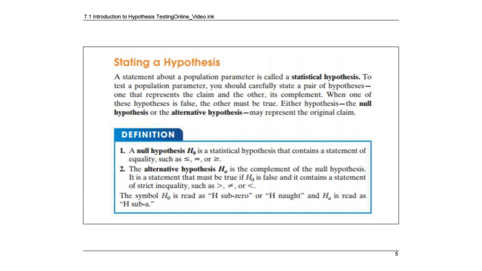So let's take a look at setting up a hypothesis. We are going to look at a population parameter. We're going to call this a statistical hypothesis. And to test this population parameter, whether it's the population mean or the standard deviation or a proportion, we have to carefully state what our hypothesis is.